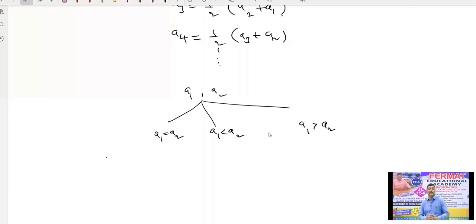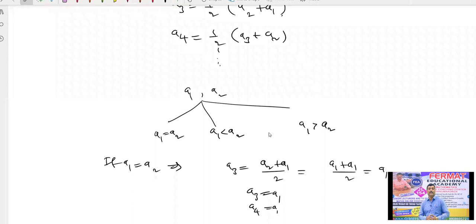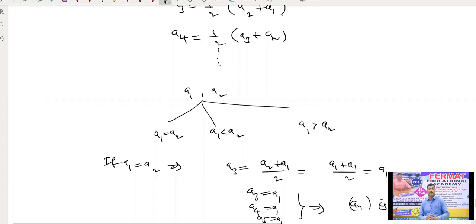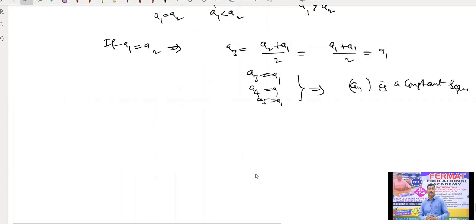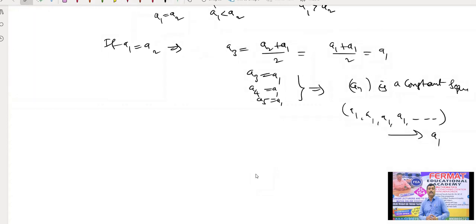Once you take A1 equals A2, that means A3 is nothing but A2 plus A1 by 2. This is nothing but A1 plus A1 by 2, that means A1. So A3 equals A1. Again by induction, A4 equals A1, A5 equals A1. Therefore, what you observe? An is a constant sequence, like A1, A1, A1, A1, like this. This always converges to A1. So whenever A1 equals A2, the sequence is always convergent. That means an is a convergent sequence if A1 equals A2.